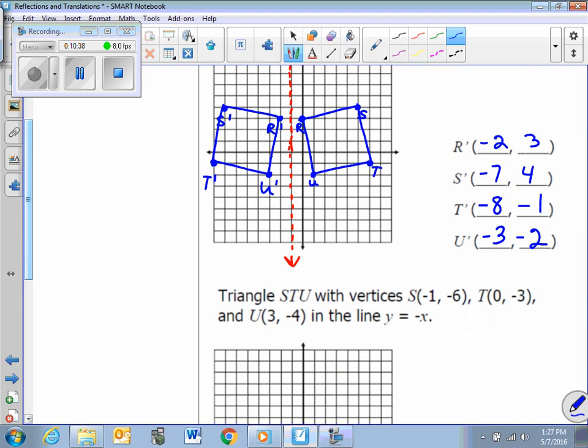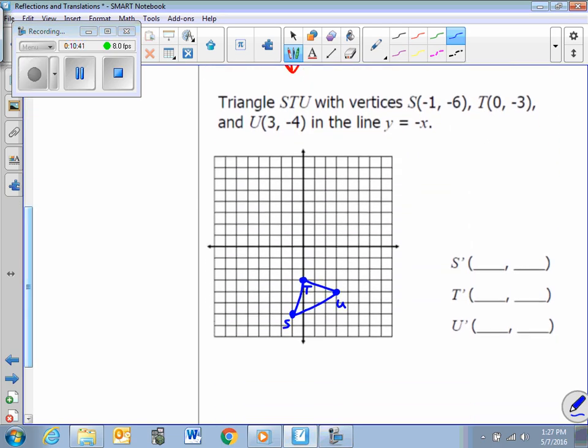All right, let's do another. Triangle STU, I have it sketched in here with the given vertices. I want to reflect in the line y equals -x. Y equals -x has a negative slope. Let me sketch that in here. Always a good idea to sketch in your line of reflection. There we go. And how are we going to figure out how to do this? Well, once again, I'm going to make sure that I maintain distance from each vertex to the line of reflection.